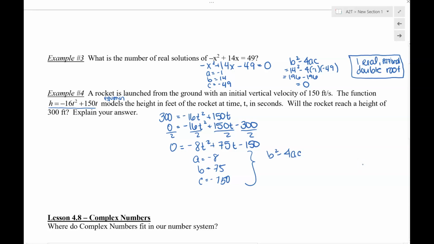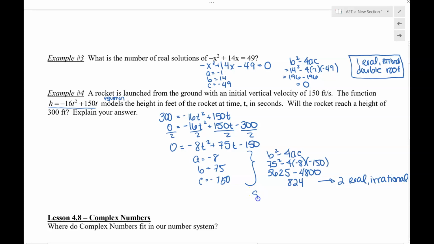Okay, so b squared is going to be 75 squared minus 4 times a, which is negative 8, times negative 150. Let's see where we go. So 75 squared, and you guys can absolutely use your calculators, is 5,625. Then we get negative 4 times negative 8, which gives us a positive 32 times negative 150. So we get minus 4,800. So if we get 5,625 and we take away 4,800, we end up with 825. Do solutions exist when our y value was equal to 300? Yes, we actually are going to have two real irrational solutions.